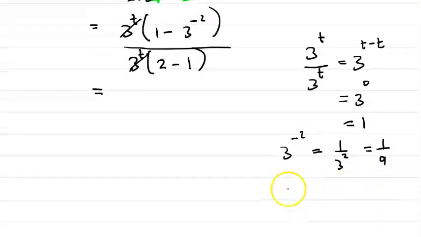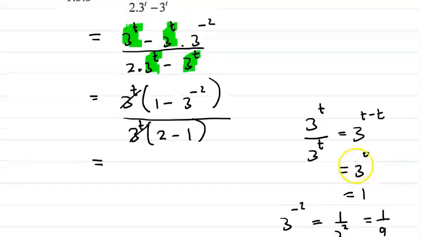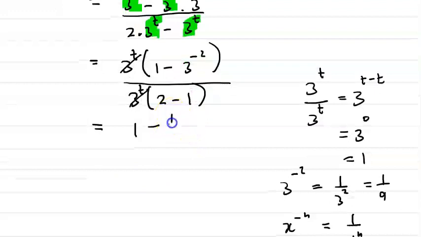Remember this law now of exponents, which says that if you got x to the minus n, it's equal to 1 over x to the n. Law for negative exponents. So we are going to apply that law. 1 minus 1 over 3 squared. Let's simplify. So what it will be? 1 over 9. Right? All over 2 minus 1 is 1.